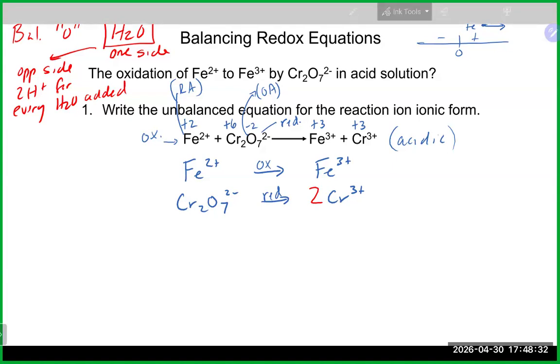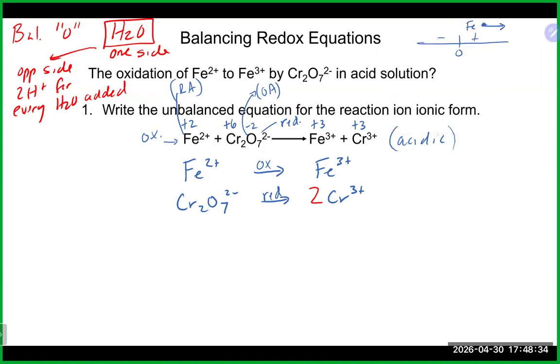So in this particular case, if we take a gander here, there's obviously no oxygens in the top reaction, so we don't have to worry about it. In our chromium reaction, we have 7 oxygens on the left, none on the right, which means we do need 7 waters to be added there on the right-hand side.